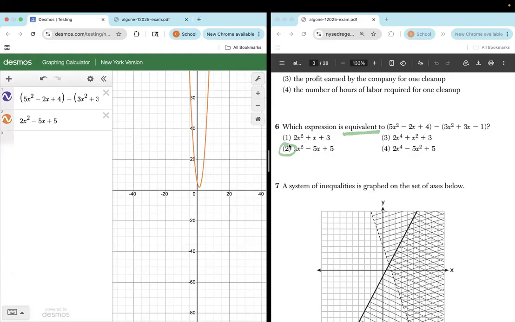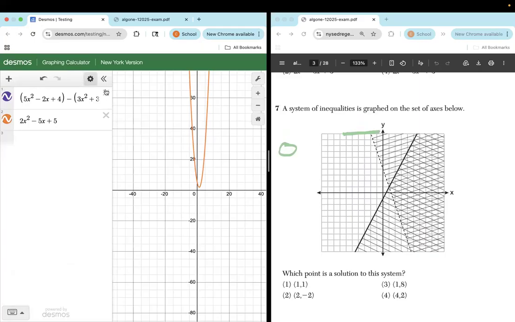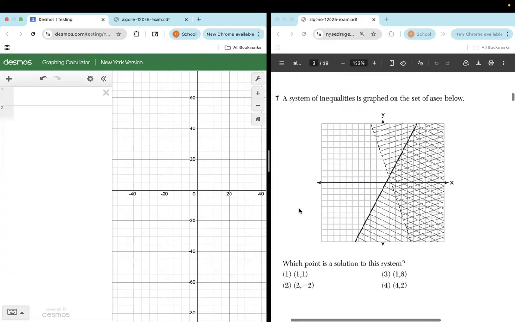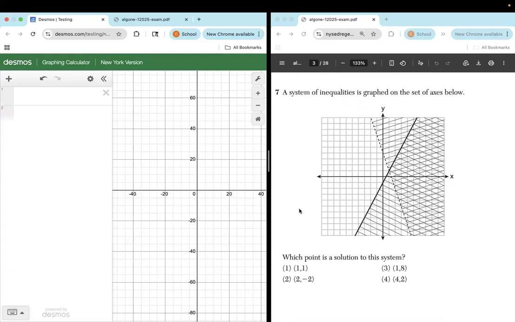All right, number 7. A system of inequalities is graphed on the set of axes below. Which point is a solution to this system? So system means more than one. So we have two inequalities on the same graph. For each inequality, the shaded area is representing the solution. So here's one of them in green. And also note that the points on a solid line are solutions as well.